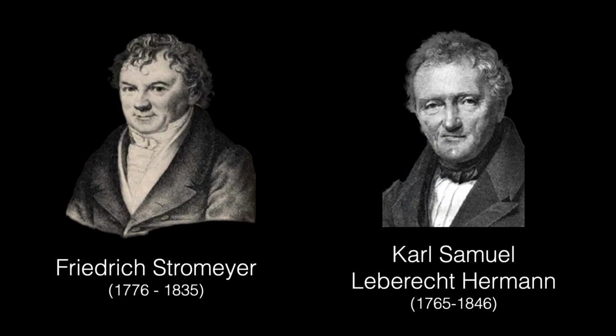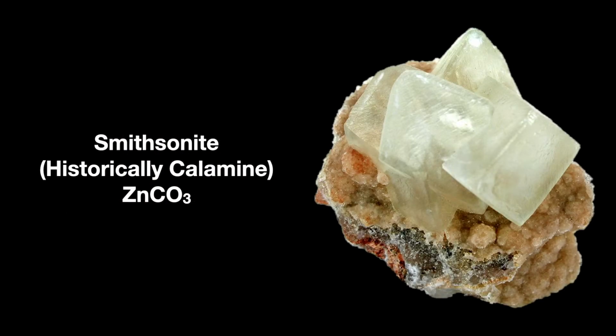Cadmium was discovered simultaneously in 1817 by Friedrich Strohmeyer and Carl Samuel Leberecht Hermann, both in Germany. They discovered it as an impurity in zinc carbonate. That zinc carbonate is found in nature as the mineral smithsonite, historically called calamine, an old name for zinc ores.